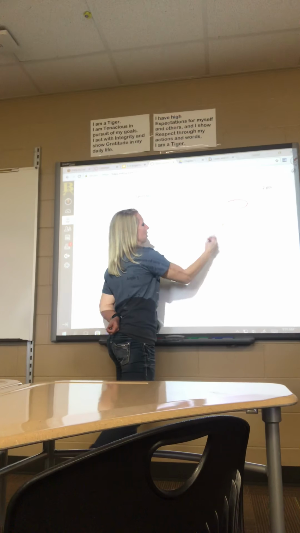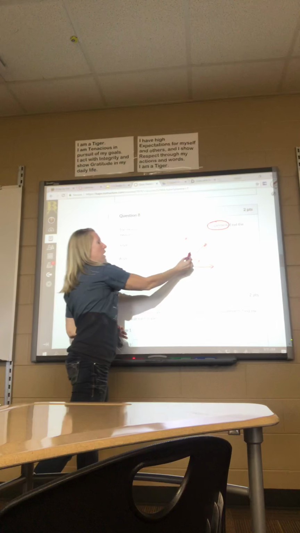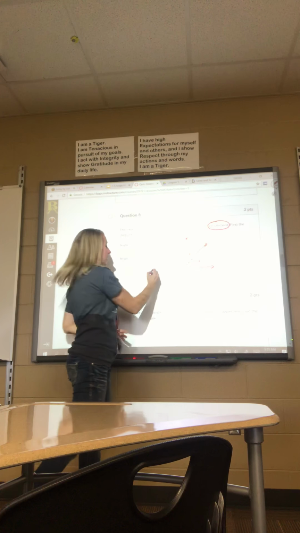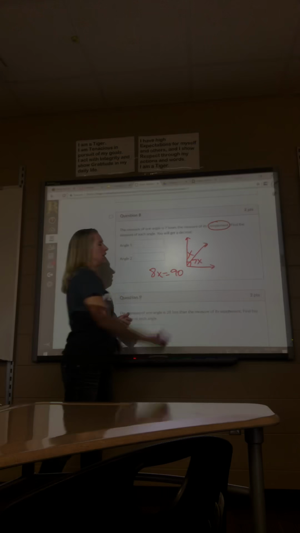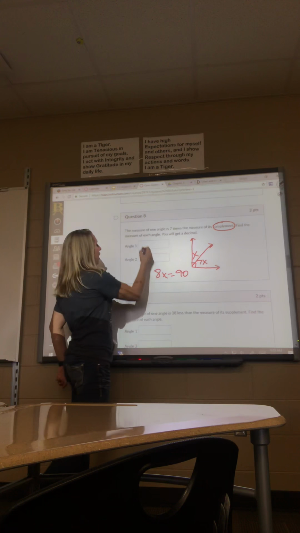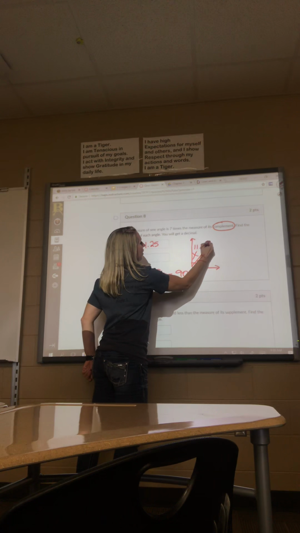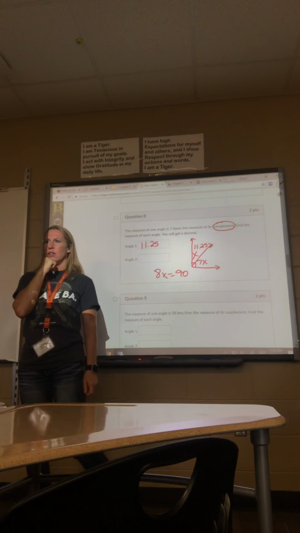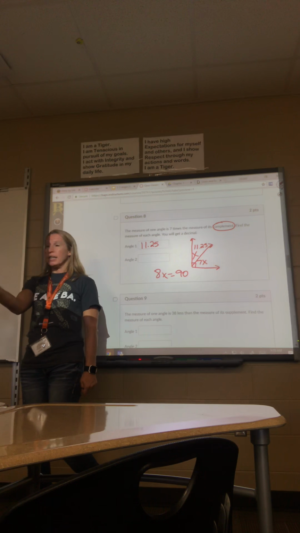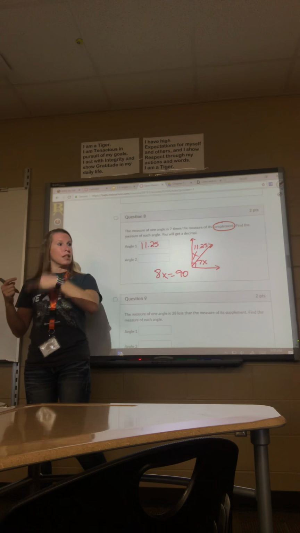Together, they add to 90. So 1x and 7x make 8x. 8x equals 90. What's 90 divided by 8? 11.25. So one angle is 11.25. How would I figure out the other angle? 90 minus 11.25 or 7 times 11.25.